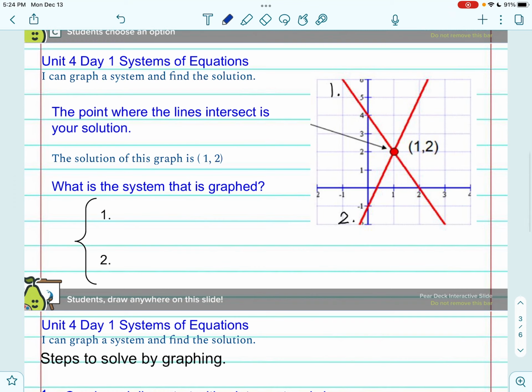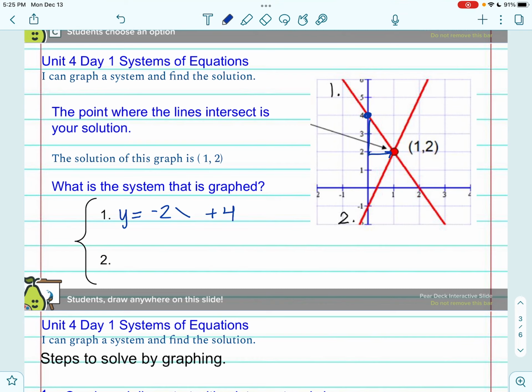Okay. The point where lines intersect is the solution again. So I've got it over 1 up 2. So what is graphed? And so when we look at these, we need to be able to write an equation. So this goes back to our first or second unit. So I'm going to start with number 1 and you'll see it's labeled for you. I'm going to write a y equals equation. I can already see that my y-intercept is positive 4. And then to go to the next point, it looks like I go down 2 and over 1. So the first one has down 2 over 1.